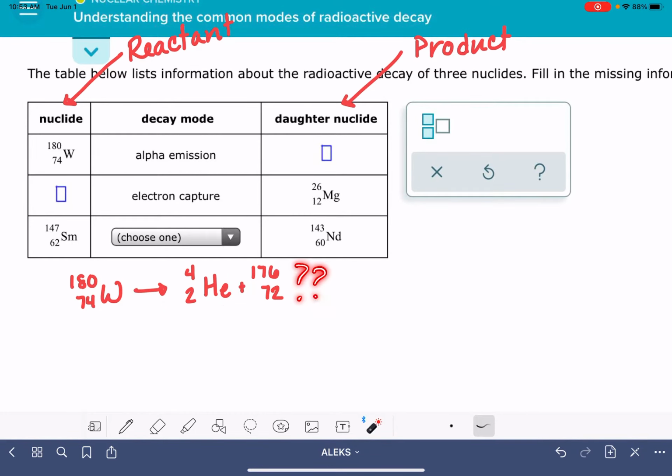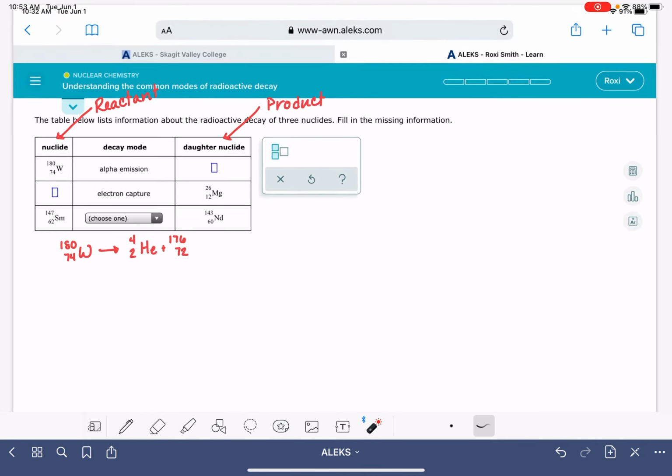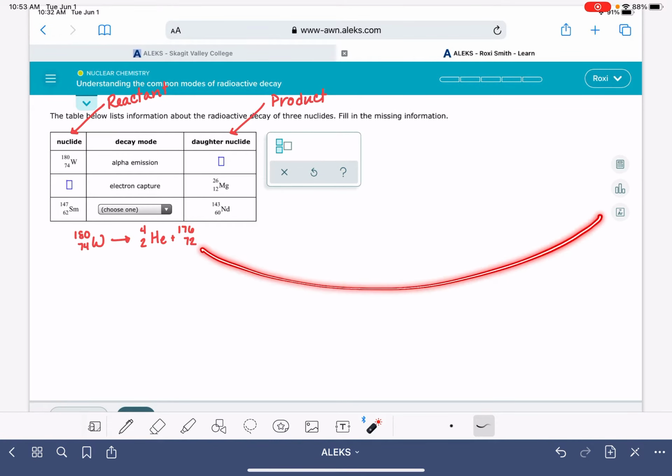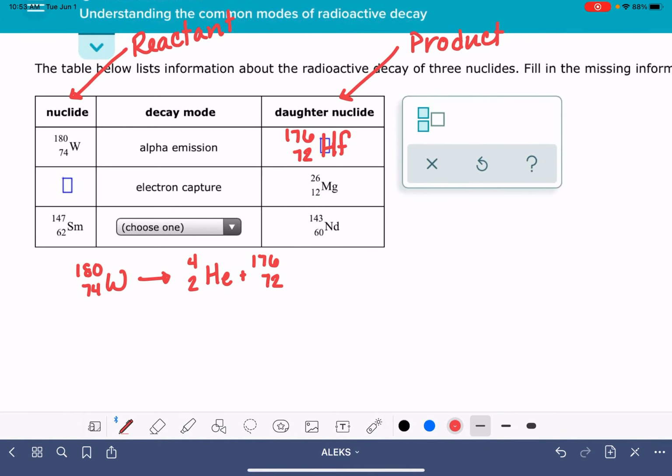So what exactly is this daughter nuclide? To figure that out, we're going to focus on atomic number 72. That's what identifies these elements, and then we're just going to go click on the periodic table, focusing again on 72, not on 176, just on the 72. On the periodic table, we'll see that that element is HF. And we want to enter in both the atomic number and the mass number as well.